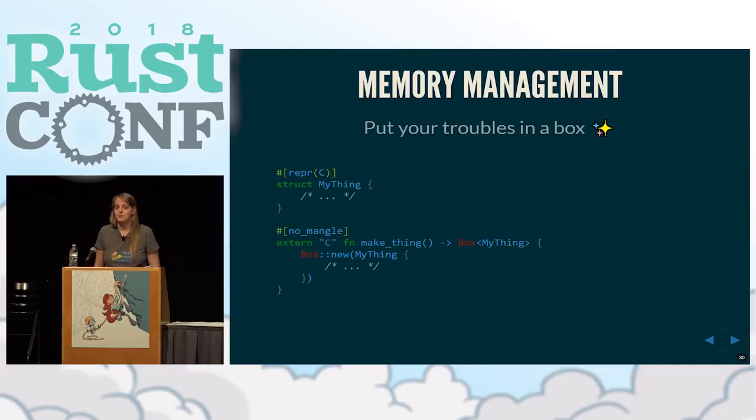So put your troubles in a box. The box is a heap-allocated pointer in the standard library. And whatever thing you put inside of it will then be on the heap. And this code up there, the extern C, the box thing, what that does is return a pointer to whatever you put into memory. And the thing is, we declared our struct as repr(C), which means that C will be able to follow that pointer and then do something with it.